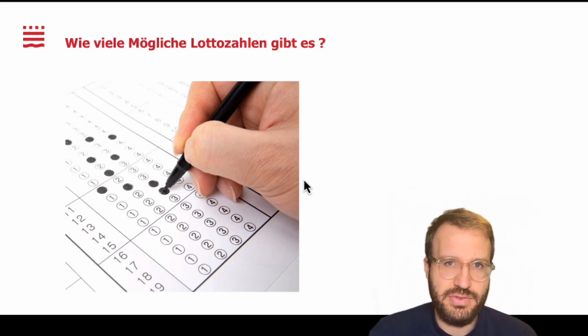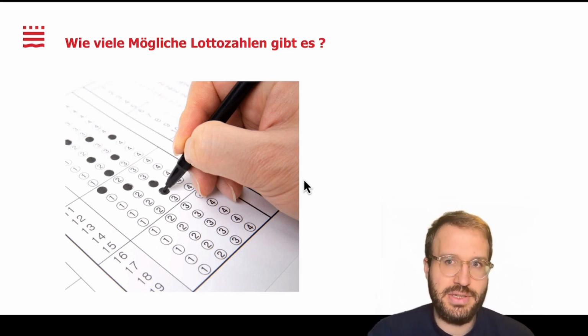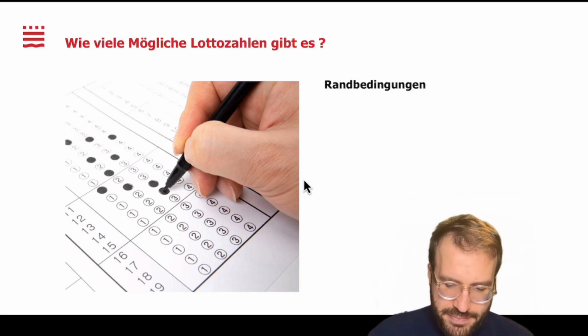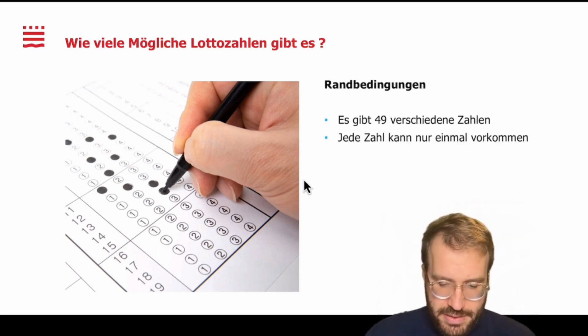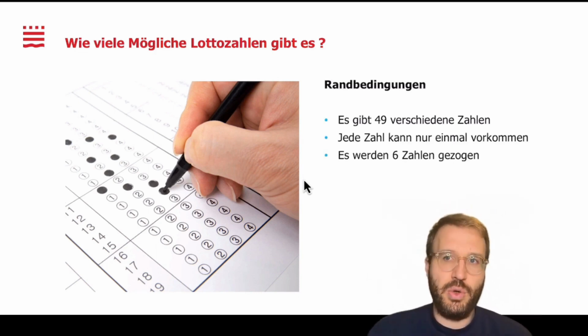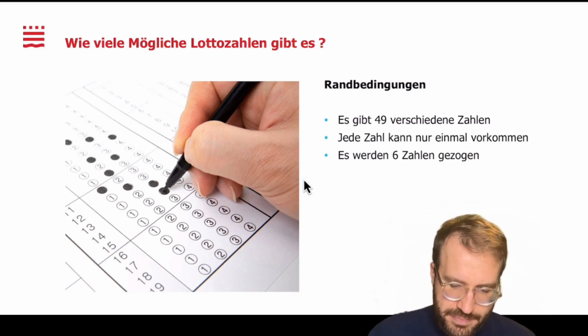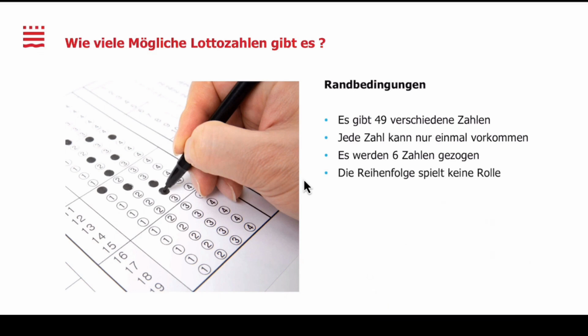When playing the lottery, if you haven't done it yet, there are 49 numbers, and you have to mark 6 numbers. So you have to take 6 different ones, and the order doesn't matter. Each number can only appear once, and 6 numbers are drawn. And as I said, the order in which you choose these numbers can't be tracked, so it doesn't matter. And now we want to gradually understand how many possibilities there are here.